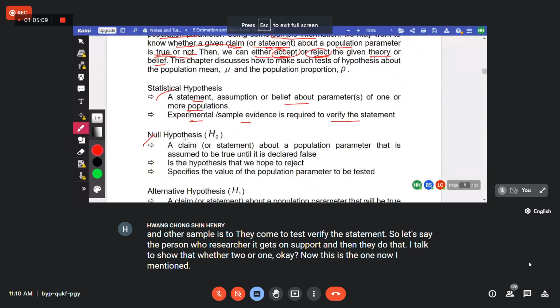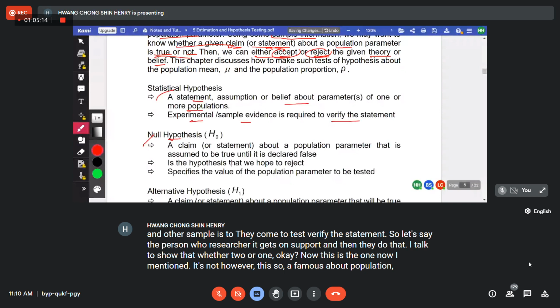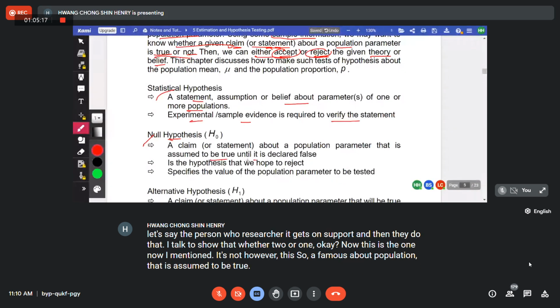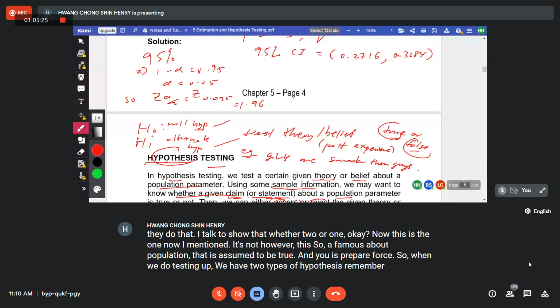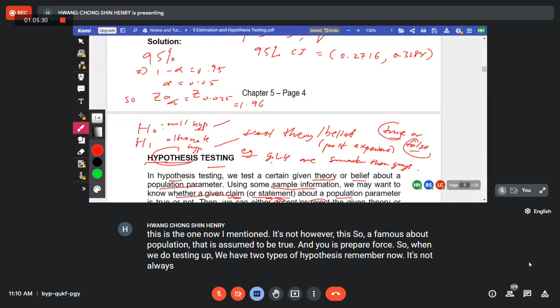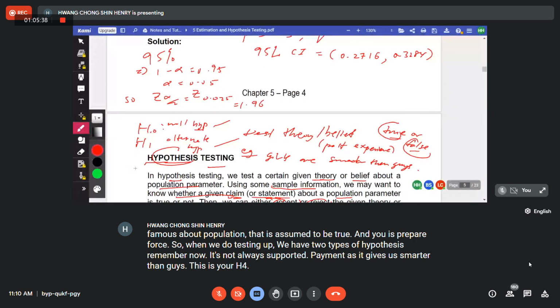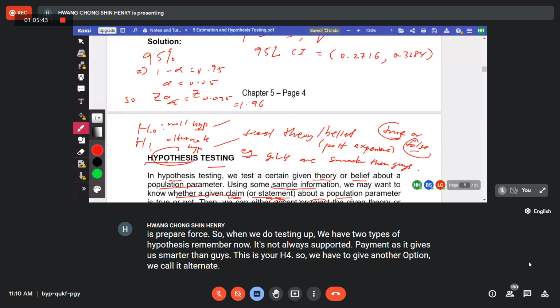Now this is the one I mentioned, H null, the null hypothesis. A claim or statement about a population that is assumed to be true until it is declared false. So when we do testing, we have two types of hypotheses. Remember now, H null. What is H null? H null always supports the statement. They say girls are smarter than guys. This is your H null. So we have to give another option. We call it alternate, H1. H1 will be the people who say, I don't agree.